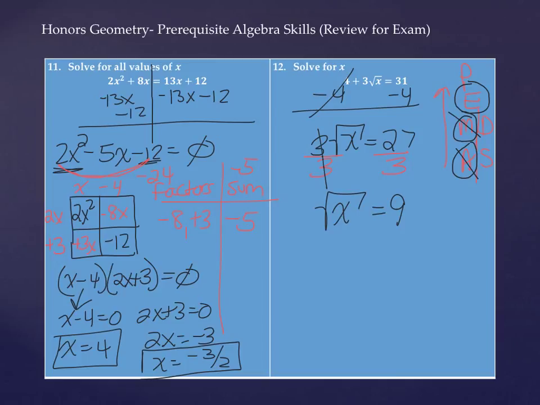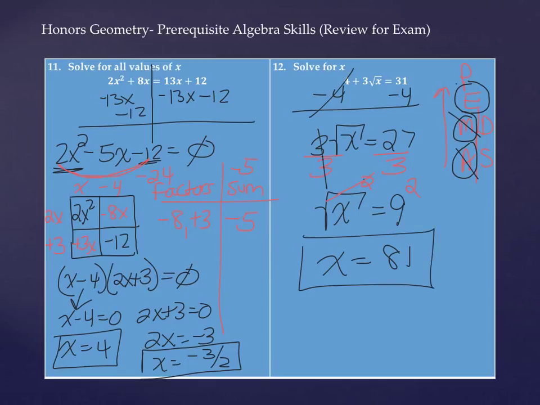And now how do we undo a square root? Well, we undo a square root with square. So I'm going to square, let me do that in red, square that. And if I do that on one side, I got to do it on the other. So a square of a square root undoes each other. They're yin and yang, so they go away, and we end up with x equals 81.